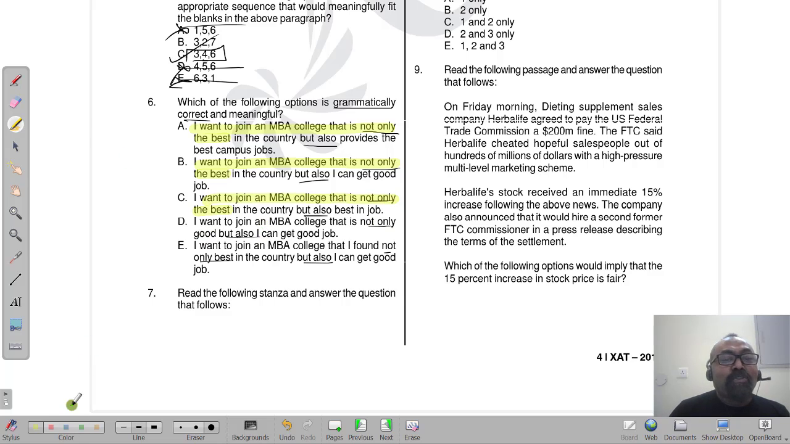So this one goes on to say not only good. I want to join an MBA college that I found not only best. That is strange. First of all, with not only, you should be the best. So that's another problem there. So that is problematic. And if you look at the second part, not only best in the country, but also provides the best campus job, which is fine.